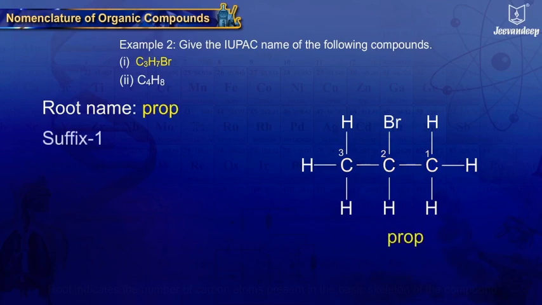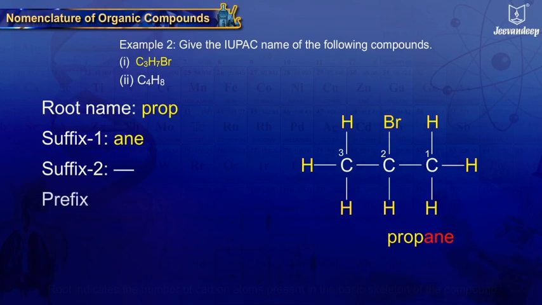2. Suffix 1. As all C-C bonds are single, suffix 1 is ane. Thus, it can be named propane. 3. Suffix 2. As the compound does not have any of the main functional groups, the name will remain propane.